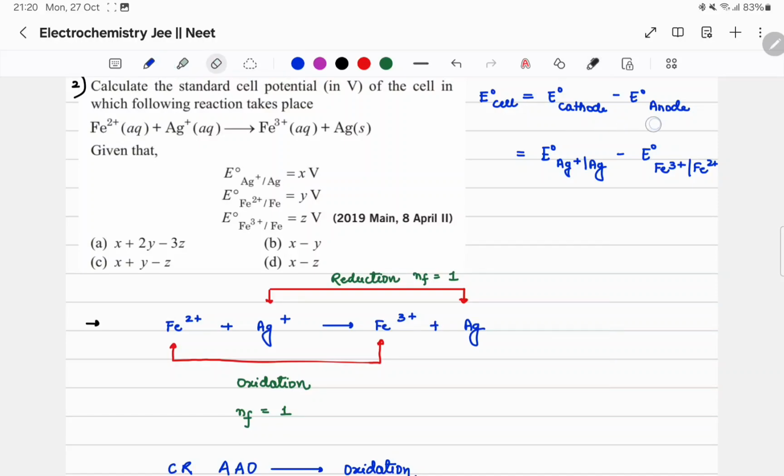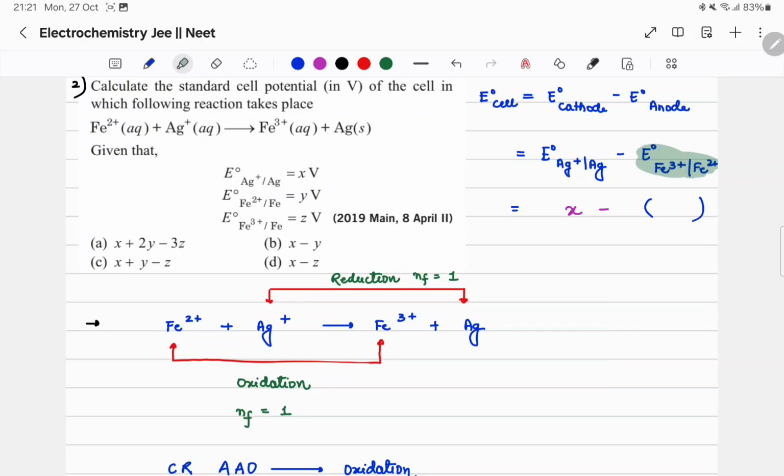After getting this information, let's check the question. E naught Ag plus to Ag has already been provided: X volt. So let me write X volt minus. Now the examiner is asking for the standard potential of Fe3 plus to Fe2 plus. Here 2 to 0 is given as Y volt, and 3 to 0 is given as Z volt, but our requirement is 3 to 2. Neither is 3 to 2 given, so we don't know this value right now. That is the main aim in this question; this part only we have to calculate.